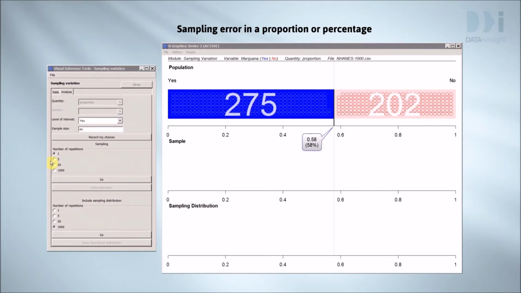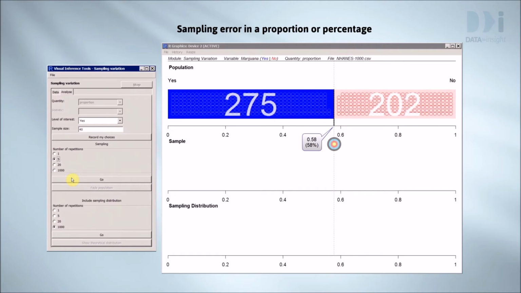Each of the 477 people is represented by a small circle. The 275 people in the population who answered yes are shown in the blue segment. They make up a proportion 0.58, or 58%, of the population. That's the target we want to hit with our estimate. How well can we estimate this population proportion using just a sample of 40 people? When a person is selected, the circle will get coloured in.